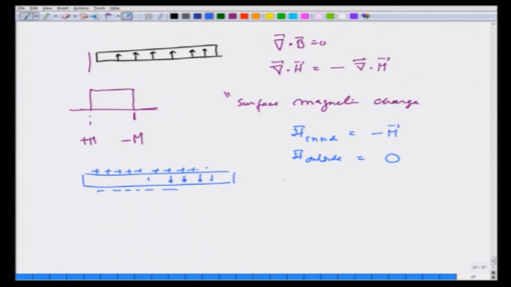I also know that B is equal to mu 0 (H plus M), and therefore B inside will be mu 0 (minus M plus M), which is 0, and B outside, since H is 0 and M is 0 there, will be 0. So, this is the same as the problem done earlier. Both give you the same answer. We have given you two ways of looking at the same problem, either through the bound currents or by an electrical analogy. This also answers question number 5.